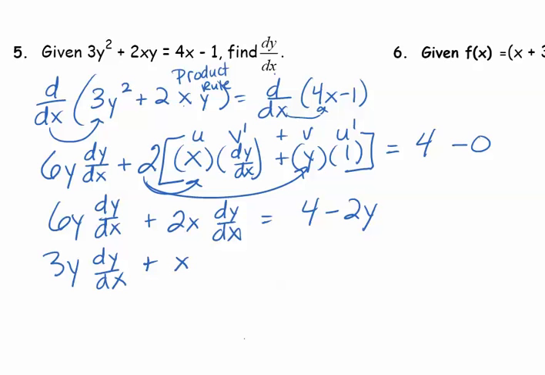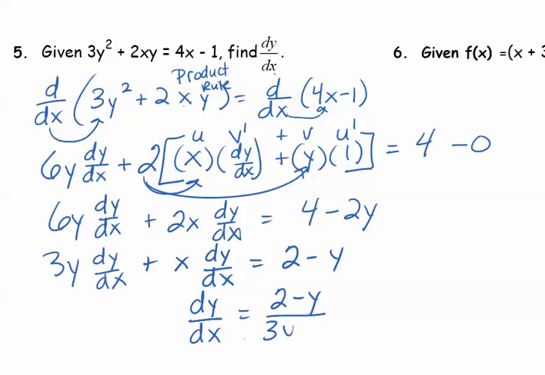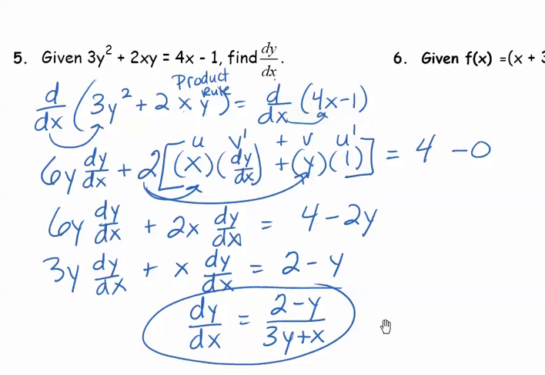So just remember to look when you're treating equations whether there's a common factor all the way through. So now if I factor the dy dx as a GCF, I would have a 3y plus x. So I'm going to divide that to the other side. And that should be our best answer for the derivative.